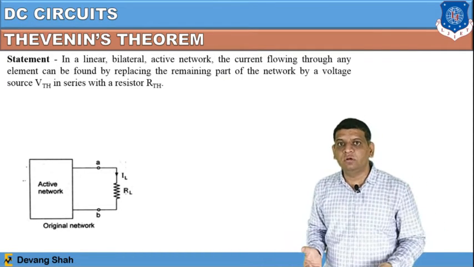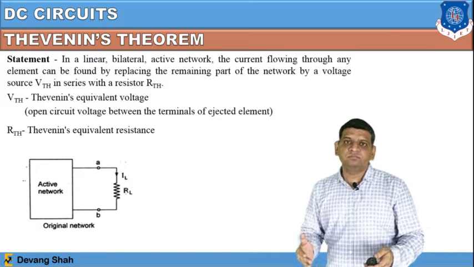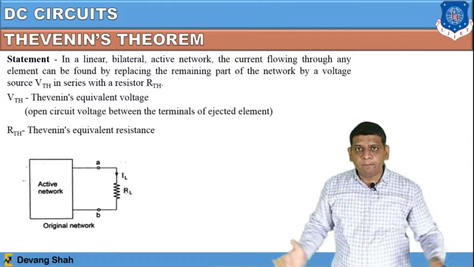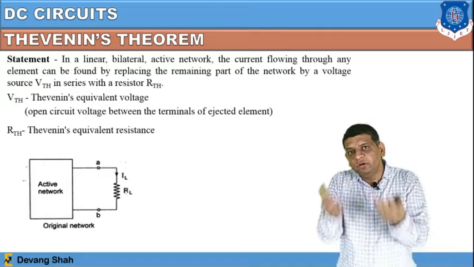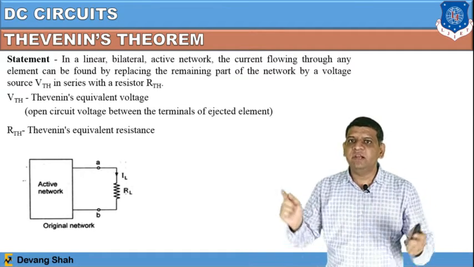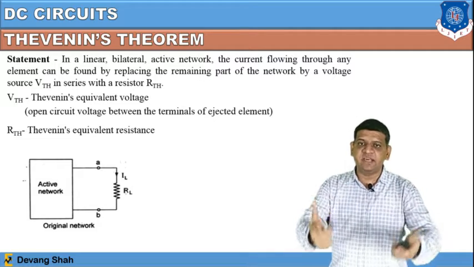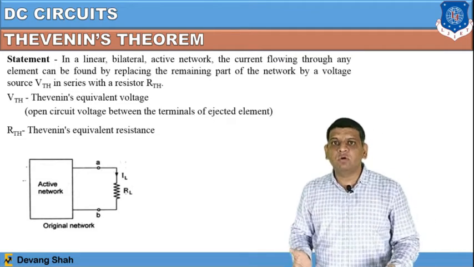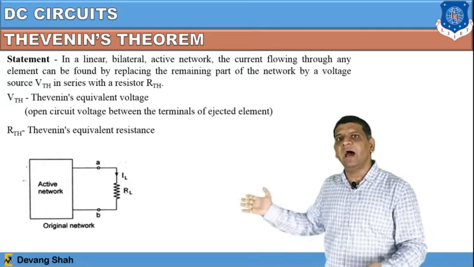In our science it is called the Thevenin resistance, right? So once you solve the complete active network and convert it into only two components, one is called the Thevenin equivalent voltage, which is defined as VTH, and another is a resistance, which is called the Thevenin equivalent resistance, called RTH, right?